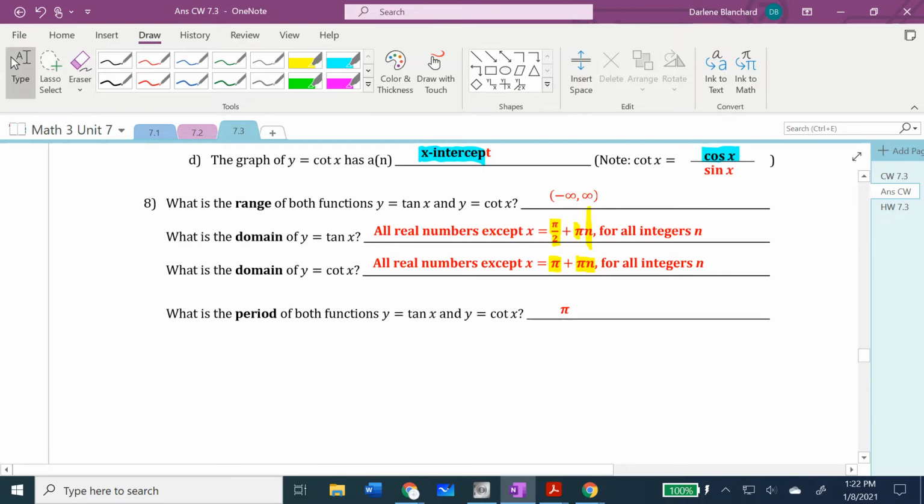Now, the thing that's interesting is tangent and cotangent start repeating their cycles every pi amount. So sine, cosine, secant, and cosecant, the periods of all four of them are 2 pi. But tangent and cotangent, the periods are pi.